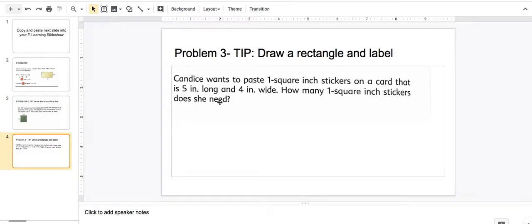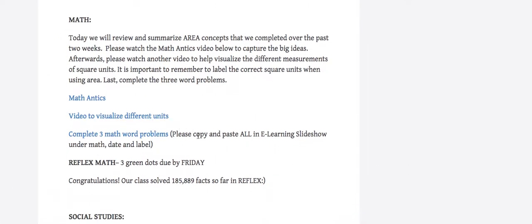In problem 3, now you don't have any pictures, so I gave you another tip. Draw a rectangle and label it first before you answer the question. You can make a text box here and show all your work. Again, look at the units. We're looking to see, do you truly understand how to label and mark your units when you're finding area? Okay, so that's your math.